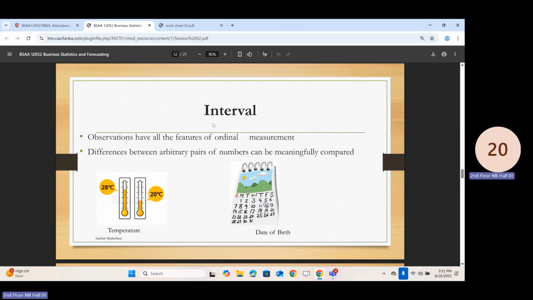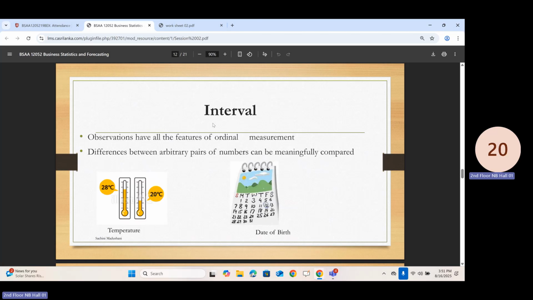It's clear? Other than that, there is a special characteristic. Normally, what does zero mean? What is the meaning here? Nothing. Okay, but in interval scale variables, when the response is zero, it does not mean nothing.